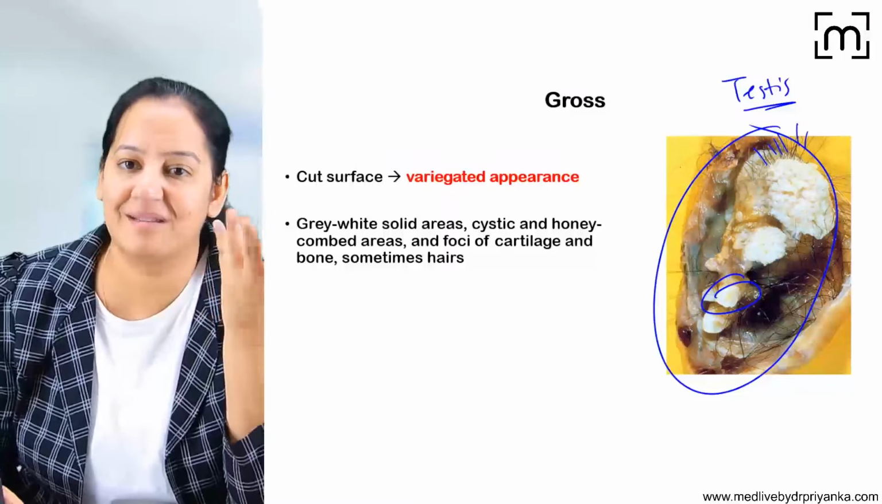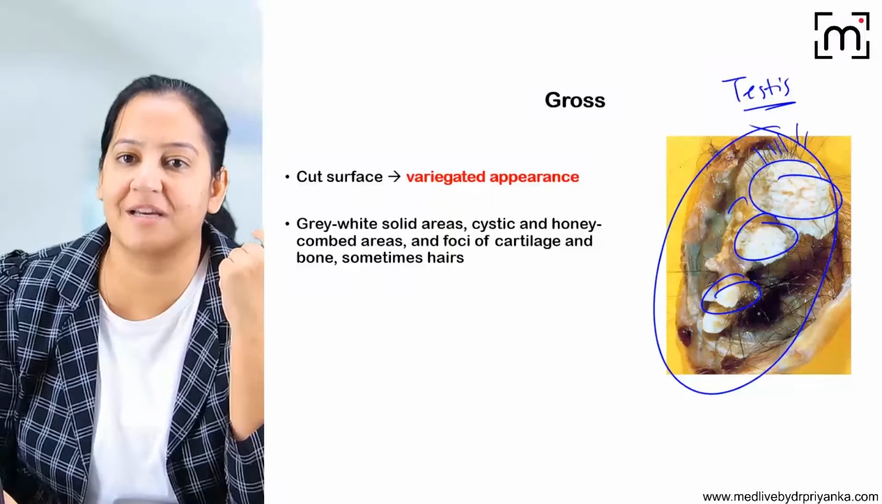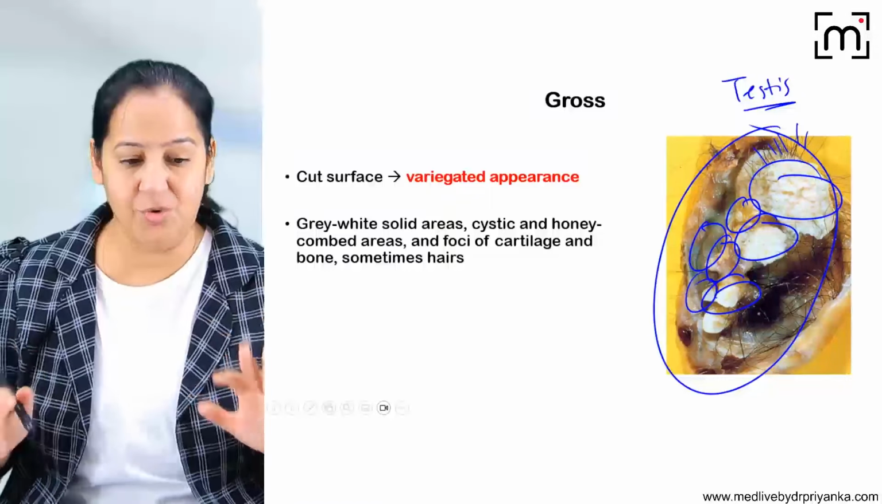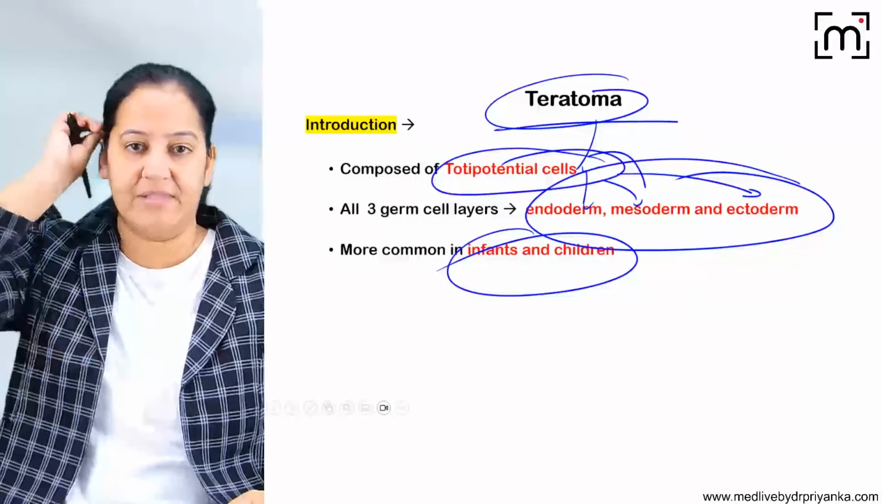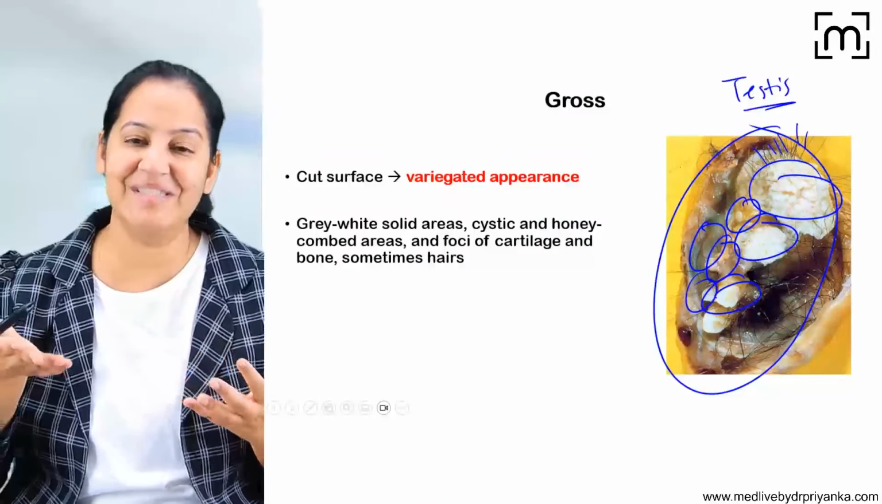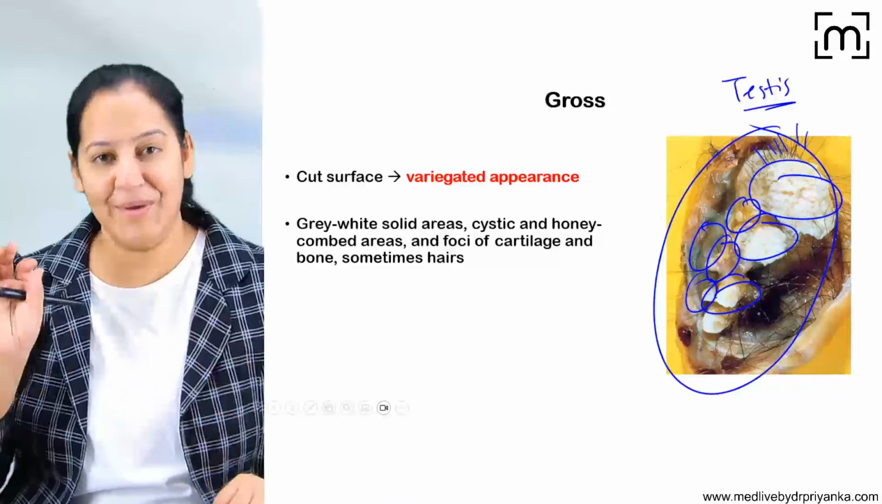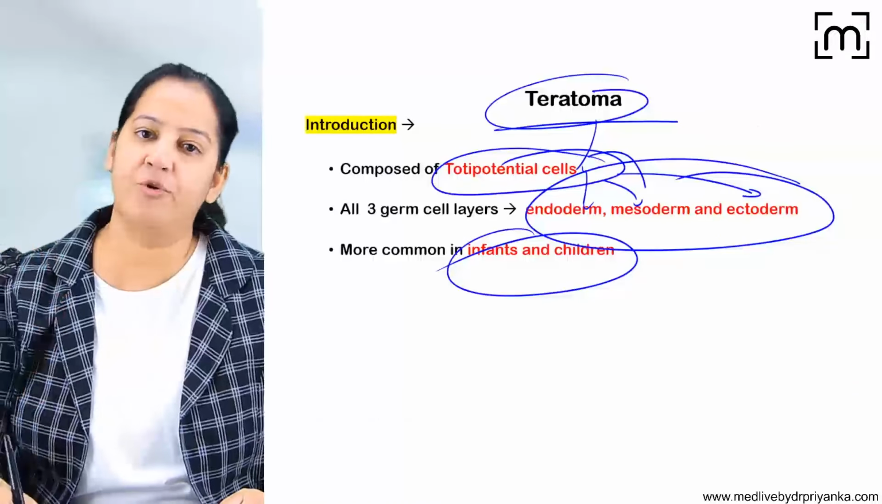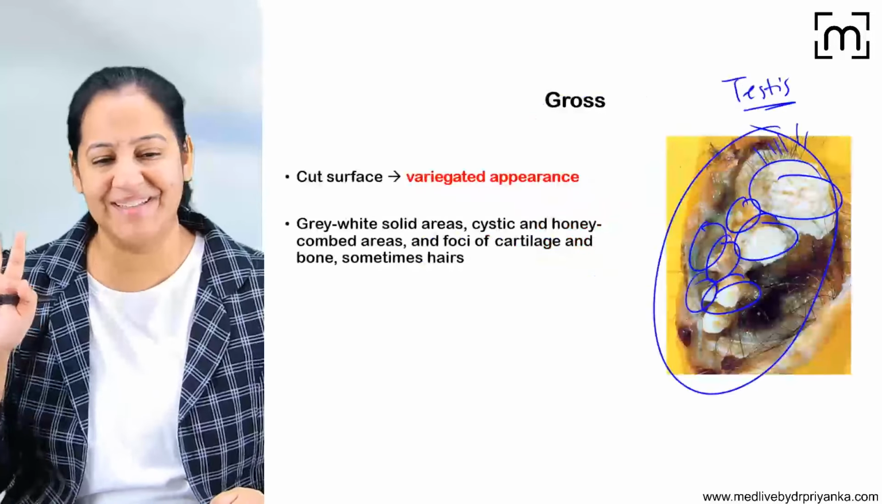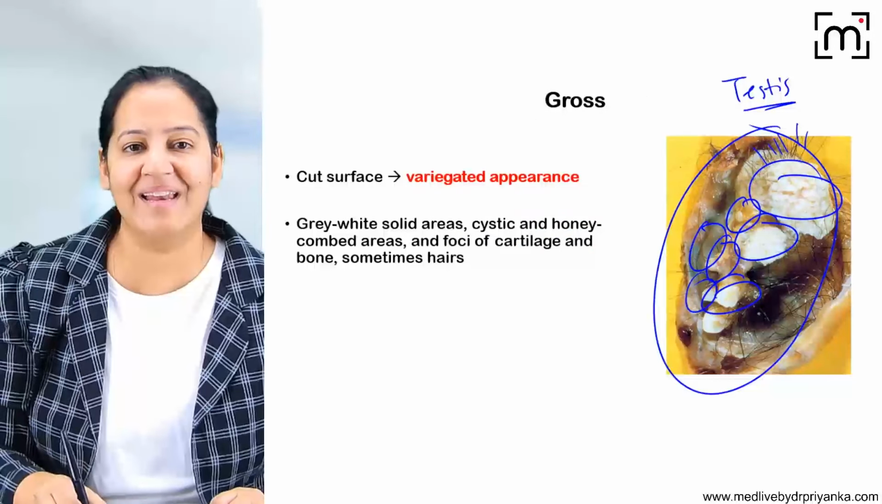Hairs are there, teeth are there, bone is there, cartilage is there, brain is there, salivary gland is there, skin is there. Any tissue, because derivatives of all three germ layers can be present. So it is not fixed what will be present. In your university exam, most students draw anything. If teratoma is asked in your exam and you draw anything, whatever you know, I will give you full marks. So it can contain anything.